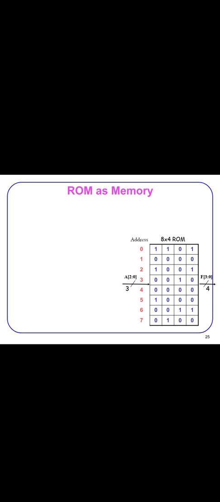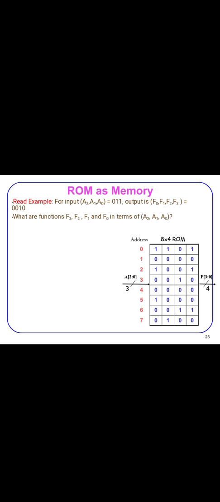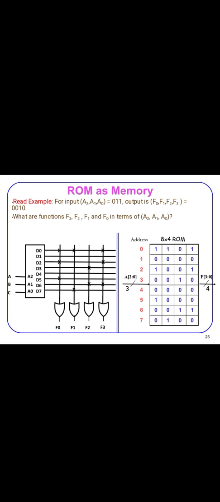Now, ROM is the memory, that is, the 8 by 4 ROM is used, and the output functions and input functions are declared here. Then we have to draw the circuit logic diagram of the three inputs and the eight outputs used in the 3 to 8 decoder, and four outputs F0, F1, F2 and F3.